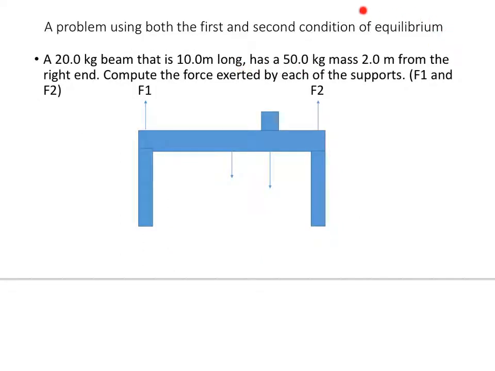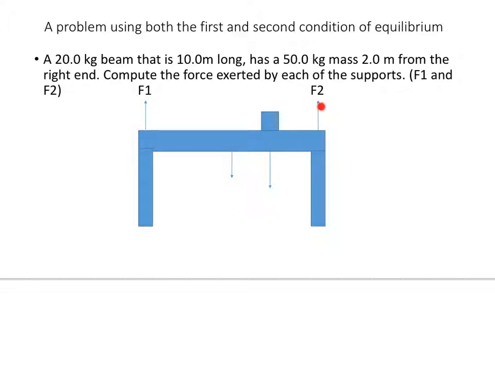Here's a problem that uses both the first and the second condition for equilibrium. So we've got a 20 kilogram beam that's 10 meters long, and it's got a mass of 50 kilograms right here, 2 meters from the right end. So this is 2 meters here. So this obviously is 8 meters. We want to calculate the force exerted by each of the supports.